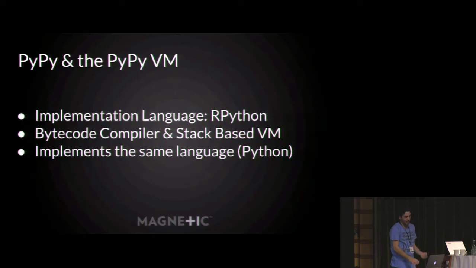Again, before we talk about actually implementing one of these, PyPy is the foremost example of an interpreter written in RPython, which we'll talk about in a second. It's, again, a bytecode compiler and a stack-based VM. So it has the same general execution model as CPython in that it takes Python code, converts it into bytecode, and then executes that bytecode on a VM. It implements the same language.